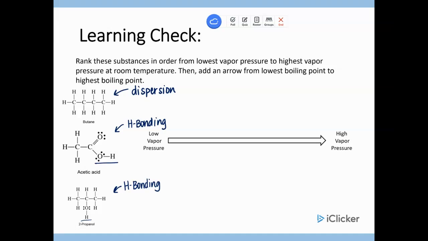So we can get one of these out of the way. Butane has the weakest intermolecular forces. Weaker intermolecular forces in the liquid phase means it's easier for butane liquid molecules to evaporate into a gaseous phase, so there will be more gaseous phase butane molecules at the surface of a butane liquid, which means it has a higher vapor pressure. More molecules in the vapor phase, higher vapor pressure. So butane has the highest of these three, due to weaker intermolecular forces.